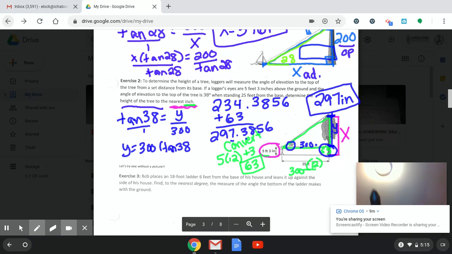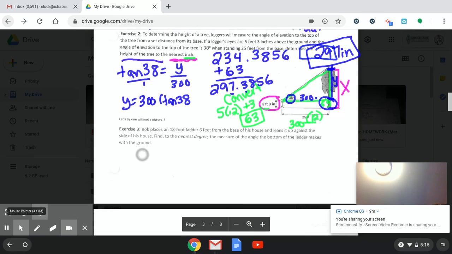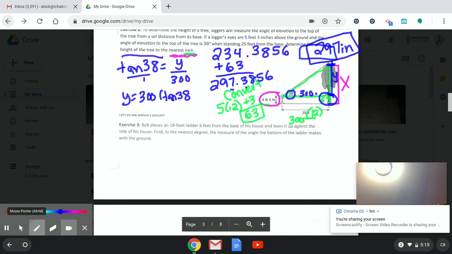Moving to exercise 3. This one doesn't have a picture given to you, so you're going to have to draw your own. We're talking about Bob. He is placing a ladder 6 feet from the base of his house. So let's draw a window. Here's his door. You can get fancy.